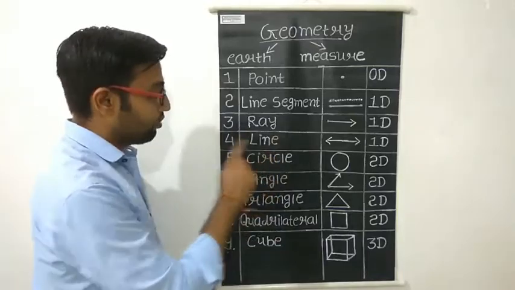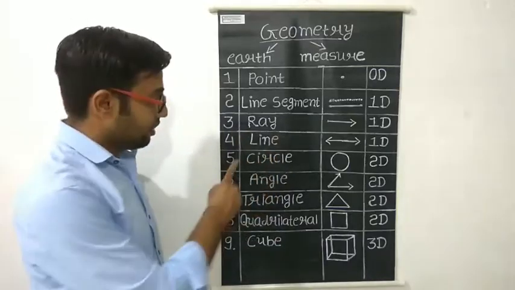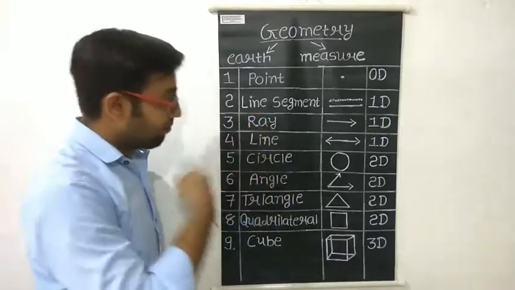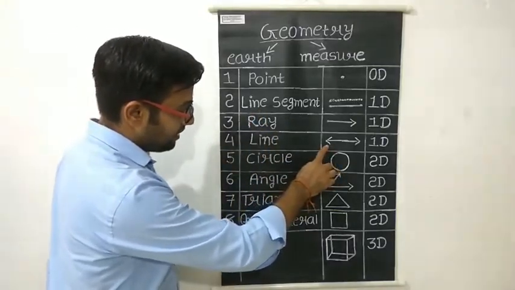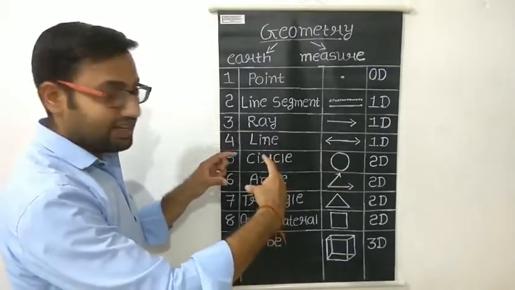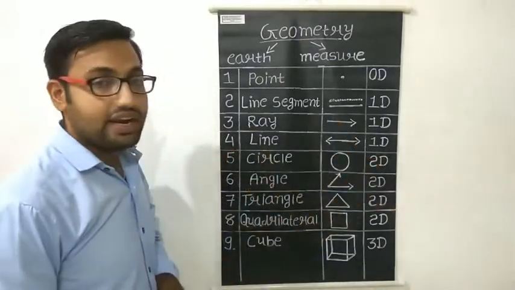The fourth terminology is a line. What is a line? A line is again a line segment, but here you can see that there is an arrow on both sides. That means this line is never ending on both sides.